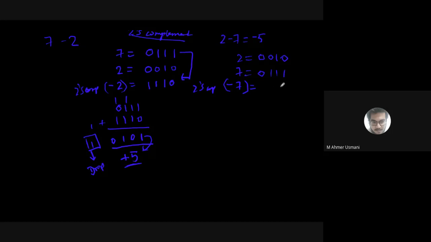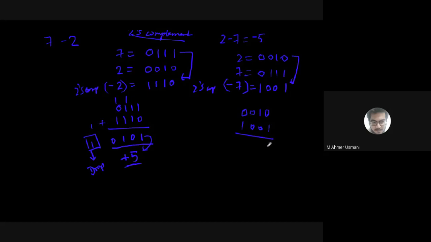What is the 2's complement of 7? Till the first 1 you copy, the rest you need to flip. So it will be 1, 0, 0, 1. Are you guys getting the same thing? 1, 0, 0, 1? Try to add it. So 0, 0, 1, 0 and 1, 0, 0, 1. Just add it.